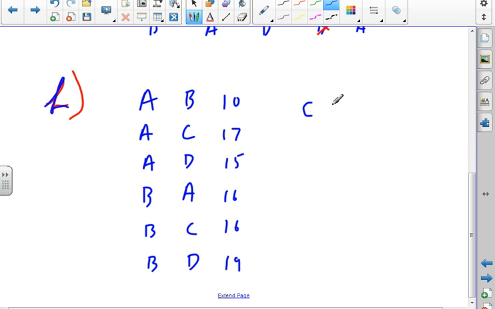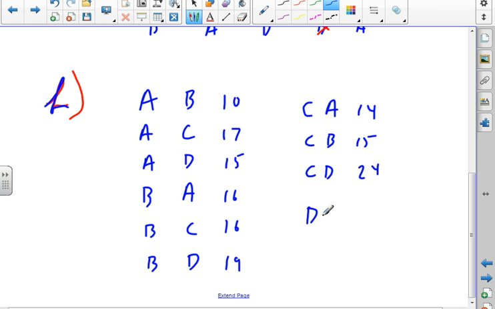C is preferred over A. 5, 10, 14 times. C is preferred over B. 10, 15, 15 times. C is preferred over D. 5, 15, 20, 24 times.